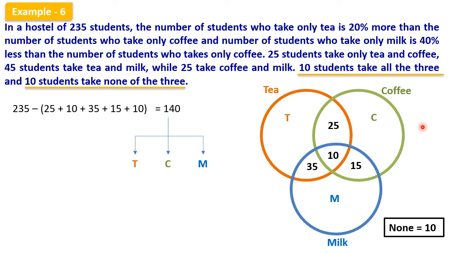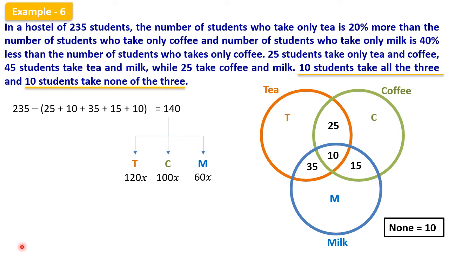Now they have given the ratio. It is clearly mentioned that the number of students who take only tea are 20% more than the number of students who take only coffee. So let us assume only coffee takers are 100x, then only tea takers will be 20% more than this, that is 120x. Further it is said that the number of students who take only milk is 40% less than the number of students who take only coffee. So only milk takers are 40% less than only coffee takers. So this will be equal to 60x.